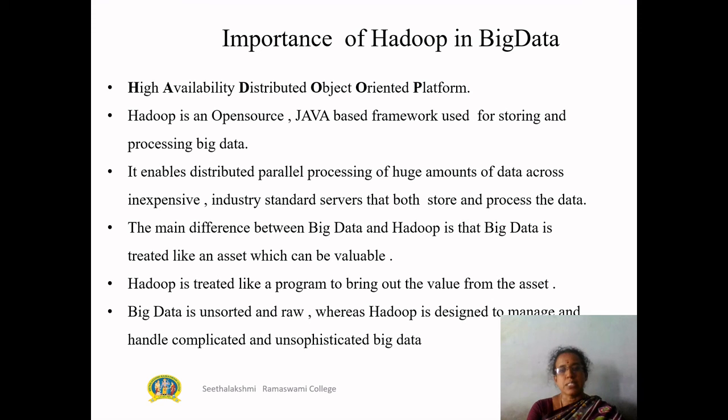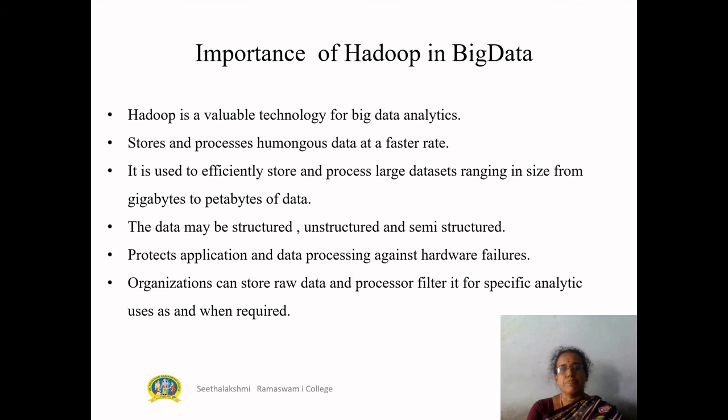The main difference between big data and Hadoop is that big data is treated like an asset which can be valuable. Hadoop is treated like a program to bring out the value from the asset. Big data is unsorted and raw, whereas Hadoop is designed to manage and handle complicated and unsophisticated big data.